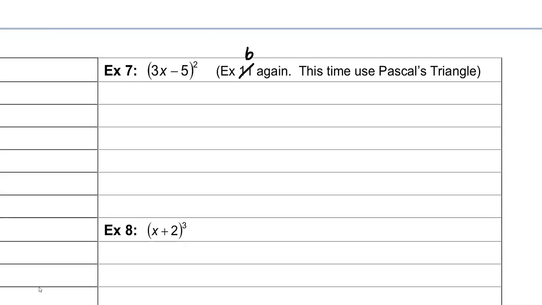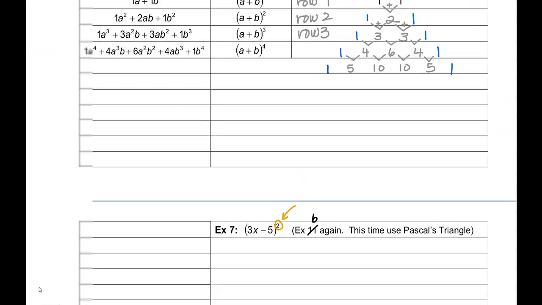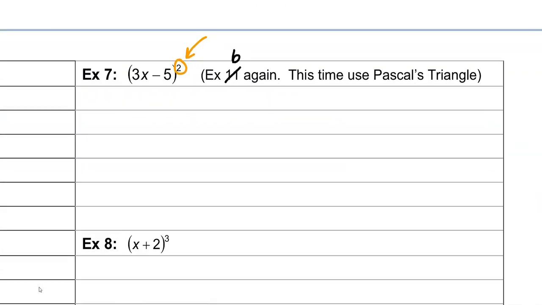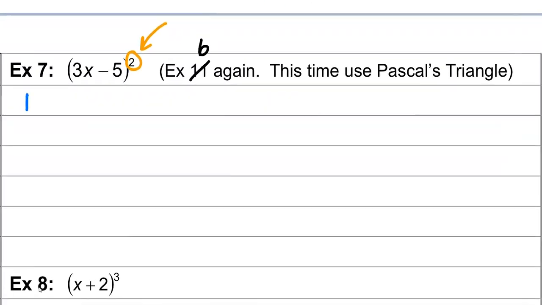This time we're going to use Pascal's triangle, and if you remember correctly, you look at the power that's here, and it's 2, right? So you add 1 to go to row 3. A plus is row 2, the third row down. Notice that its coefficients are 1, 2, 1. Do you guys see that? So what I'm going to do is come down here and write 1, then leaving space 2, leaving space 1.